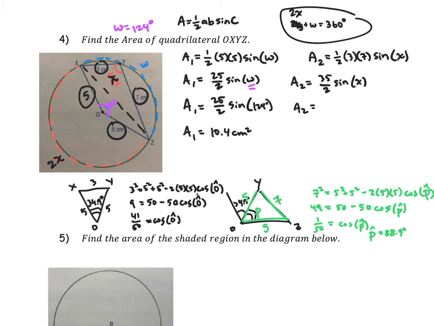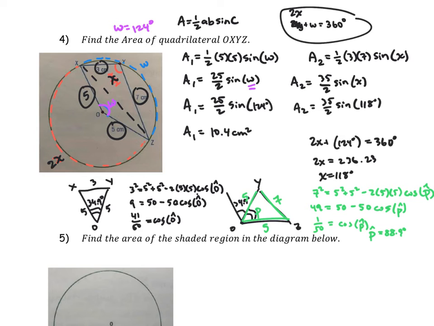Notice what we had up here. 2x plus W, W is 124 degrees. It's equal to 360. All right, so when I solve for that, 2x is equal to 360 minus that stored value, not 124. So I get 2x equals 236.23 divided by 2, and I get 118. So x equals 118. So the area here is 35 halves sine of 118.